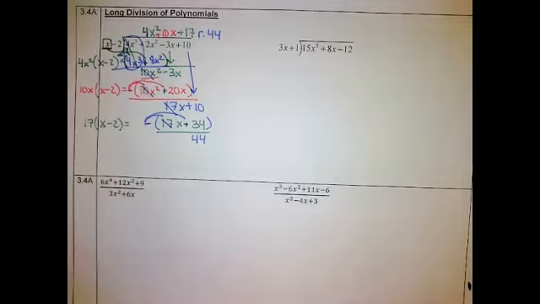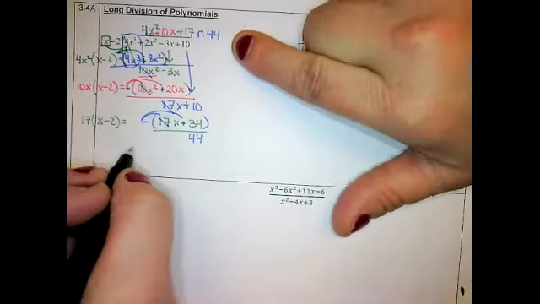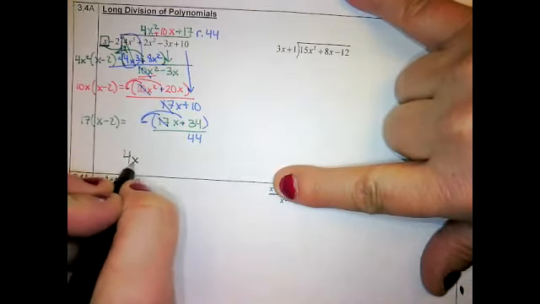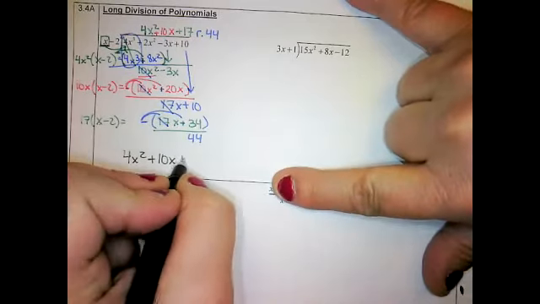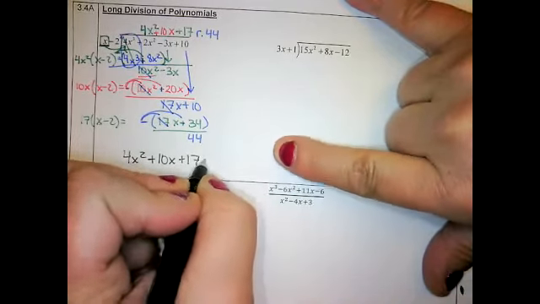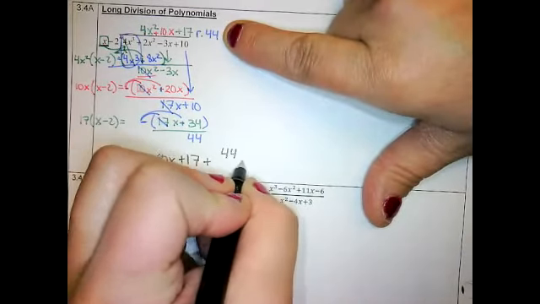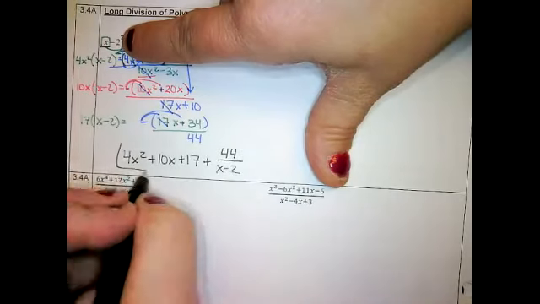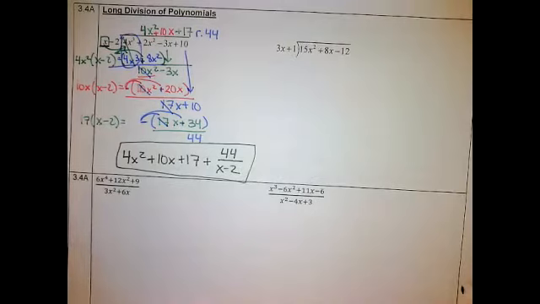Okay. That's not how we leave it. Let's not leave it written like a remainder. Okay, we want it as a fraction. So now my answer when I divide is 4x squared plus 10x plus 17 plus, because that's a positive 44, over what I was dividing by. And that's my answer.